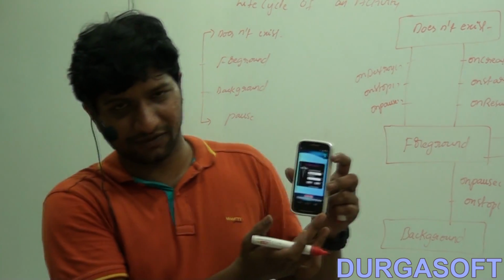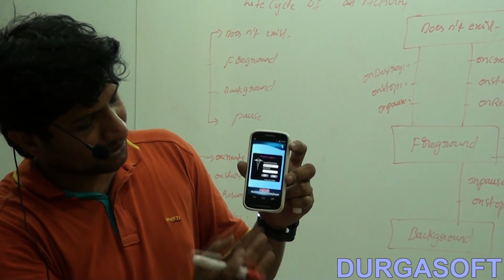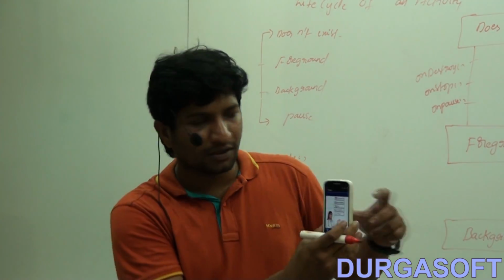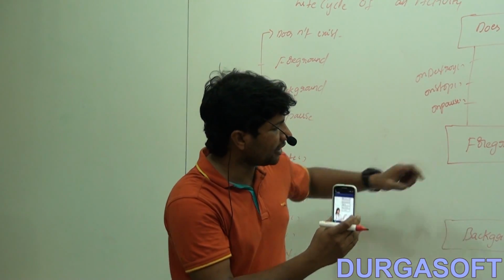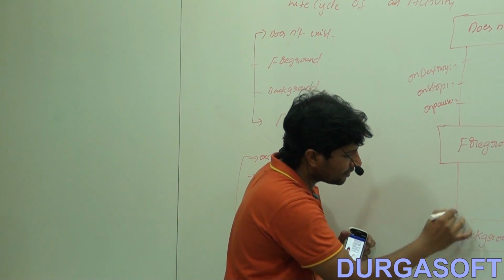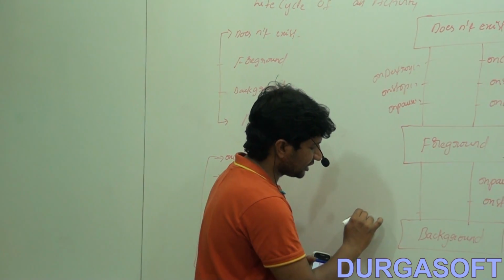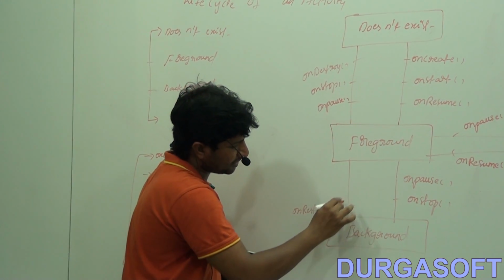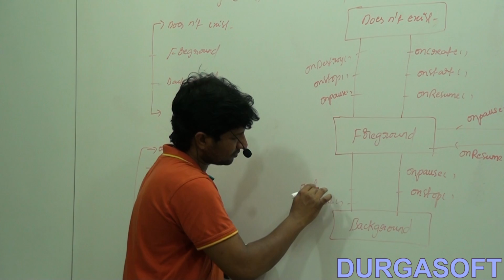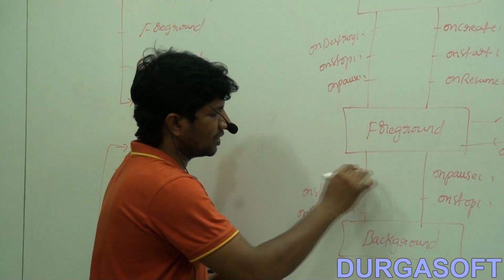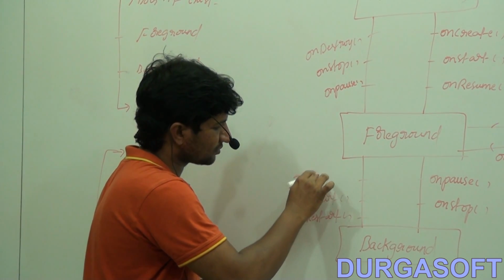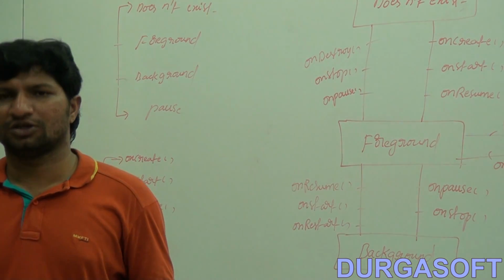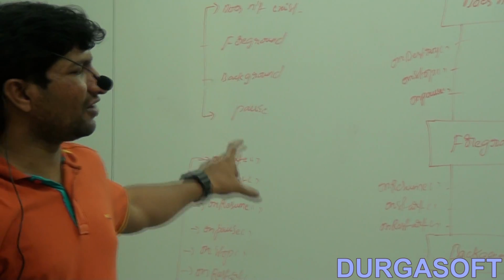This is the current visible activity. Once you click the back button, this activity is going to be destroyed. The background activity is going to enter into the foreground state by calling onRestart, onStart and onResume methods. So this is the life cycle of an activity.